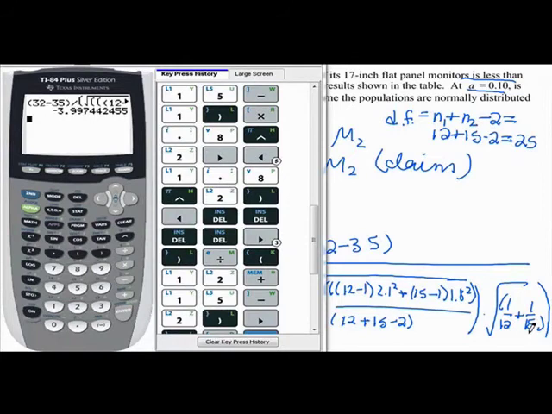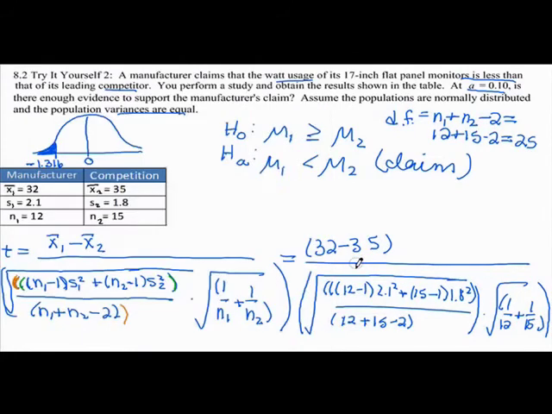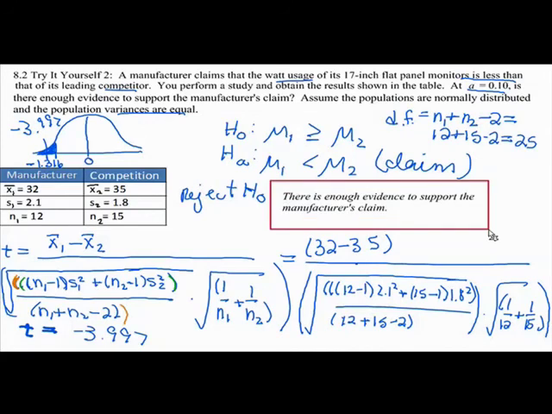And so let's go back here and try to fit it someplace. So we get our t is equal to negative 3.997. So that is going to be in the critical region. Therefore, we reject the null hypothesis, and the claim was not the null hypothesis. So therefore, there is enough evidence to support the manufacturer's claim that the wattage use of his 17-inch flat panel monitors is less than that of his leading competitors.